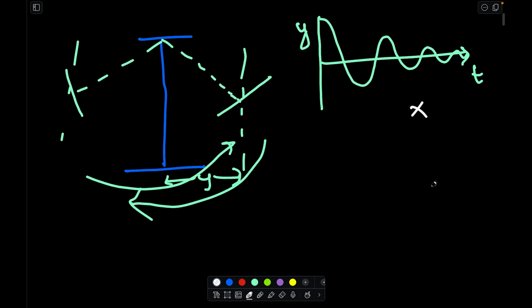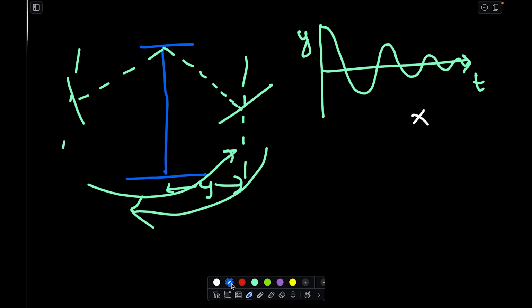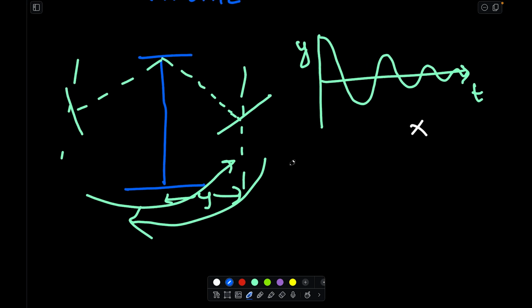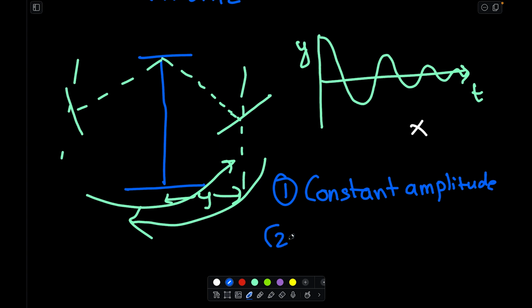For a body to have simple harmonic motion, it should have, one is constant amplitude, another is single frequency.